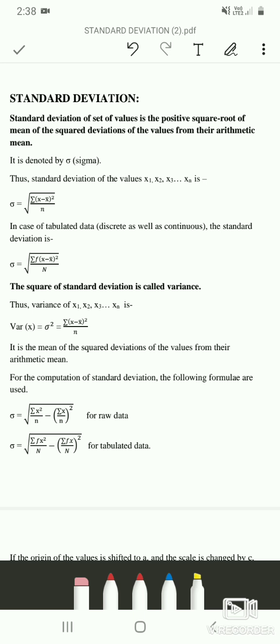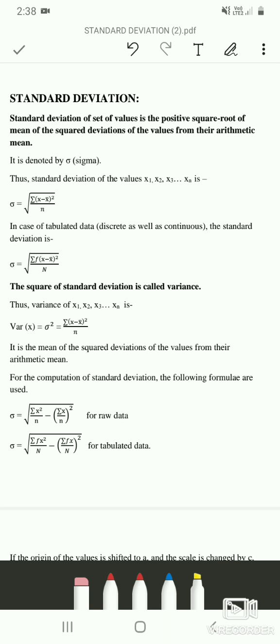So in the previous video we had studied the concept of mean deviation and its relative measure, and we had seen how to calculate mean deviation for all kinds of data. So in today's video we will study the next important measure of dispersion, that is standard deviation.